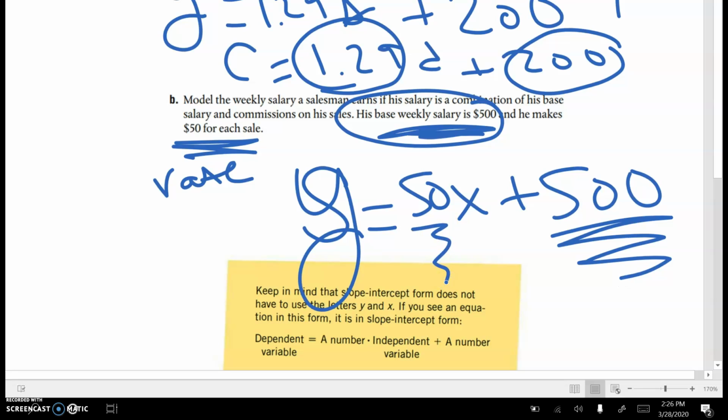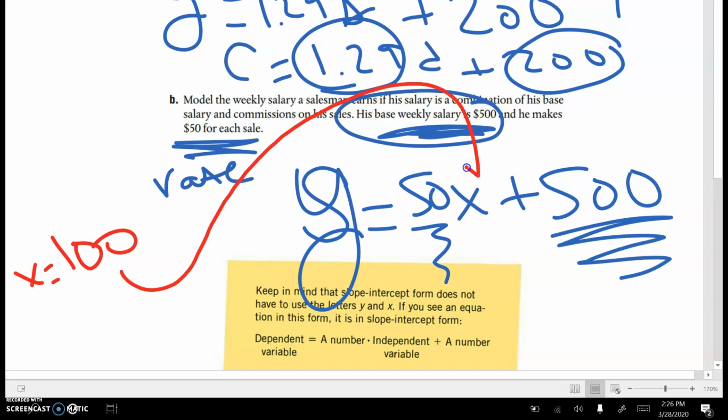And then the nice thing about this is if you are this person, you can be like, okay, well, I just sold 100 of these items. So then you know your input is 100. So then you'd sub in 100. All right, and then obviously this person is going to make, what, $5,000 off of the commission and then that base salary. So that would be a very good month of income for them.